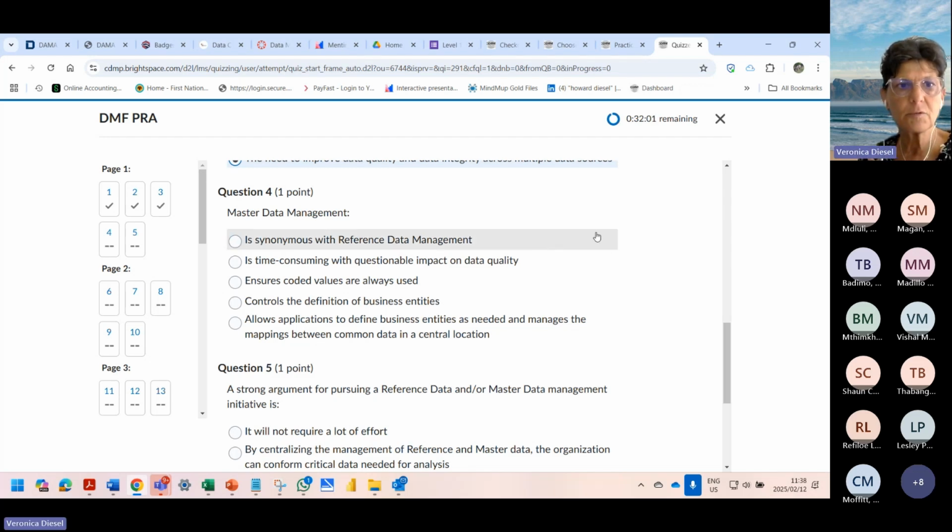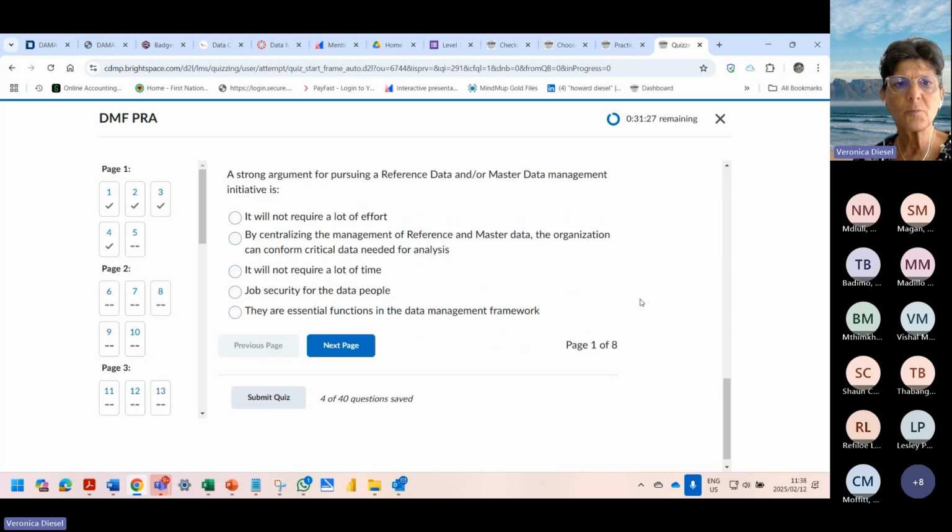It's not synonymous with reference. It's not time consuming with questionable impacts. And ensures coded values? No. Controls the definition of business entities. Allows applications to define business entities as needed and manages mappings with common data in a central location. Yes. Okay, let's leave it at that.